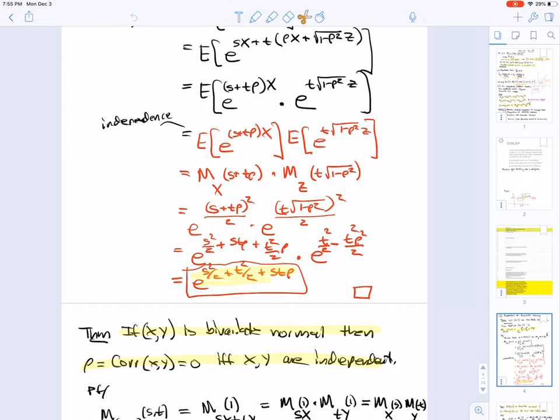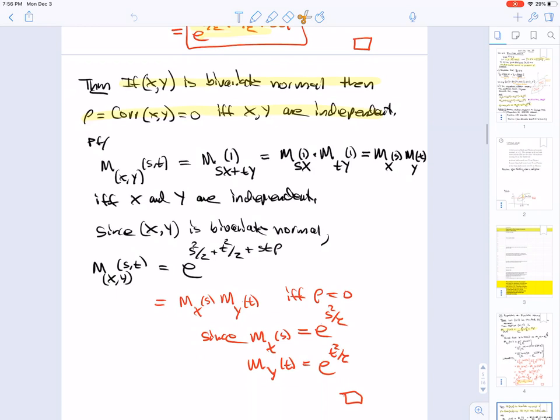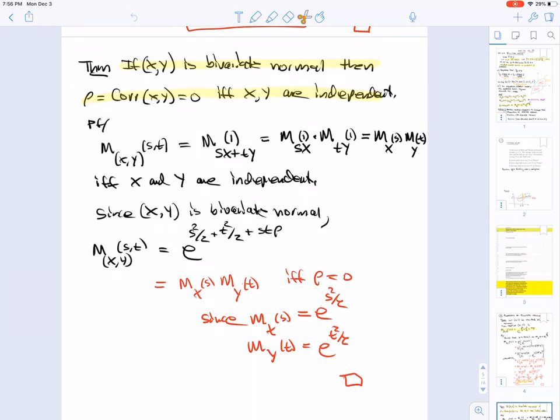We know the moment generating function for the bivariate normal, and if X and Y are bivariate normal, then (X, Y) has correlation 0 if and only if X and Y are independent. So we know that independence implies correlation is 0, but actually it goes the other way as well. We can prove this using moment generating functions.